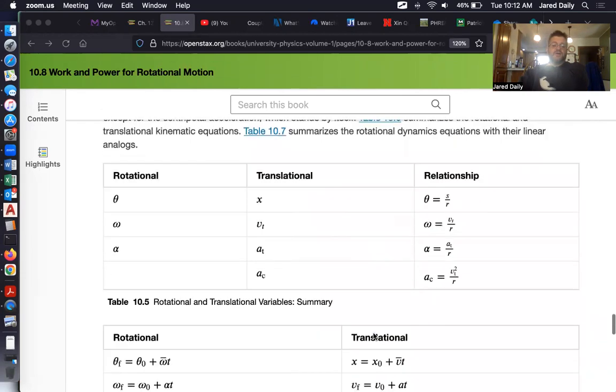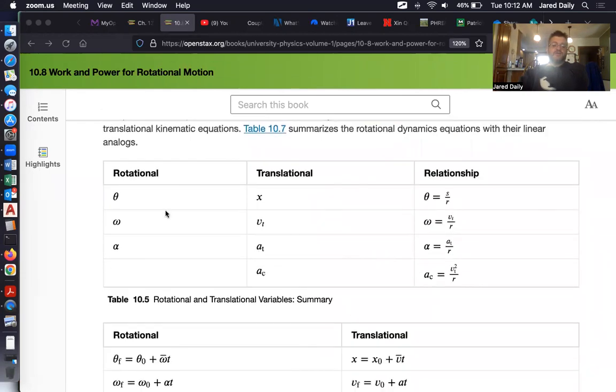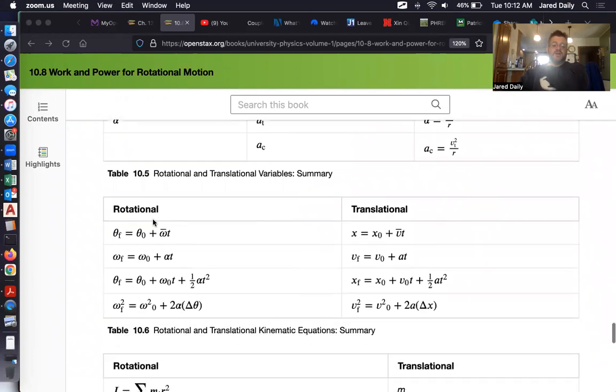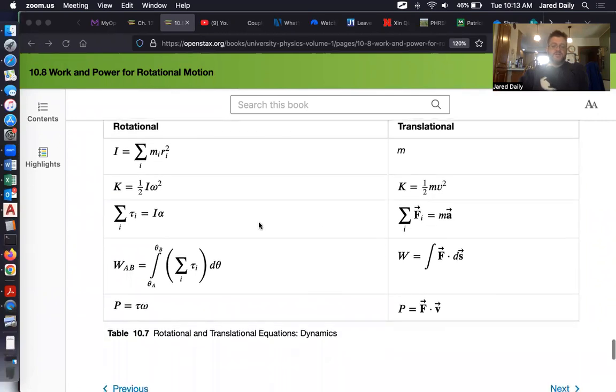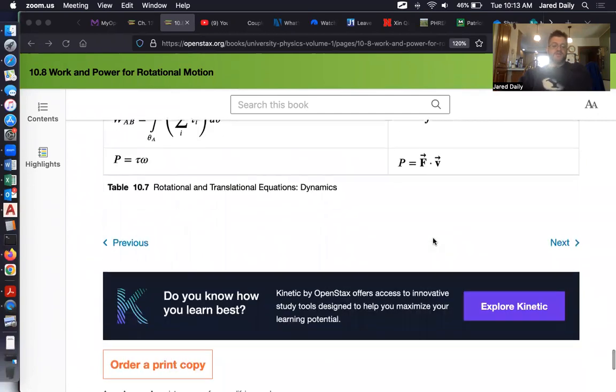And that's it. Here they show all the rotational and translational relationships. Here they show the kinematic equations. Here they show the dynamics equations, right? For rotational and translational, all the different relationships, and then we're done with the chapter.